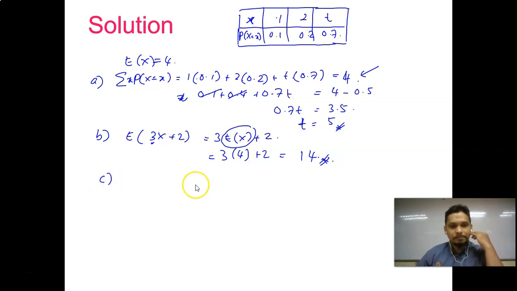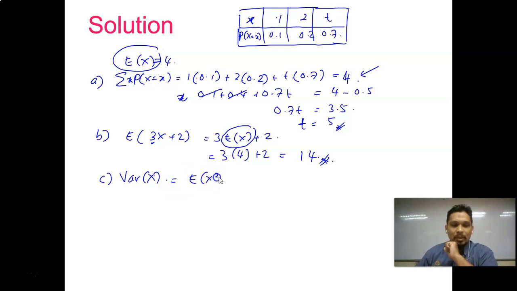Okay, C. What's the question of C just now? Find the variance of x. Before we can find the variance of x, remember this: it is the expected value of x squared minus the expected value of x, in brackets, squared. The expected value of x is given already in the question, equal to 4. We need to find E of x squared, so find this first.